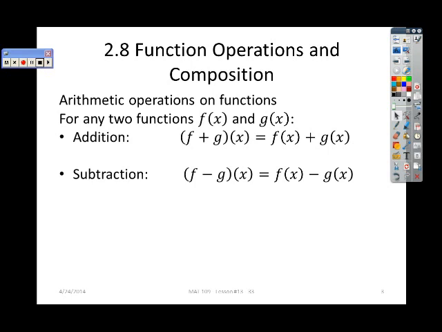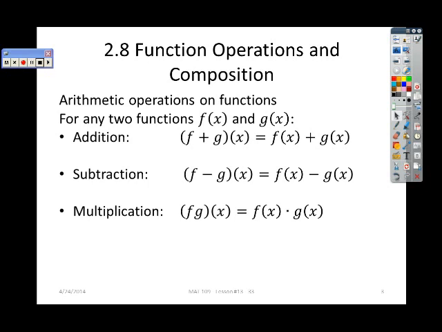Subtraction is the same thing, except it's a minus sign. It's described the same way. It's a subtraction, not an addition. So that difference mathematically, but you write it in a very similar way. This is f minus g of x.